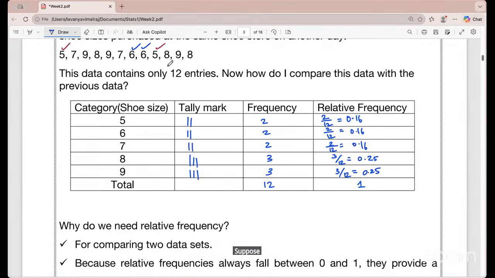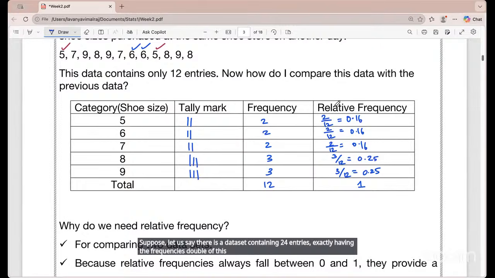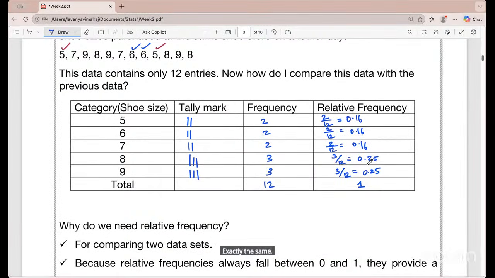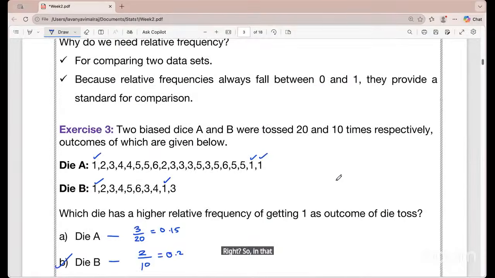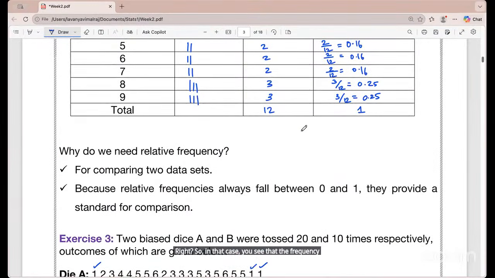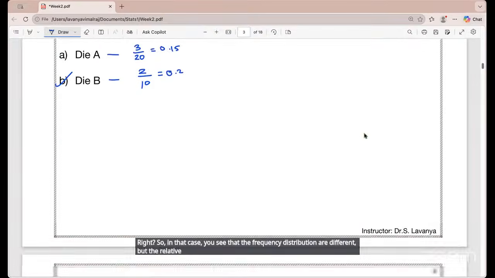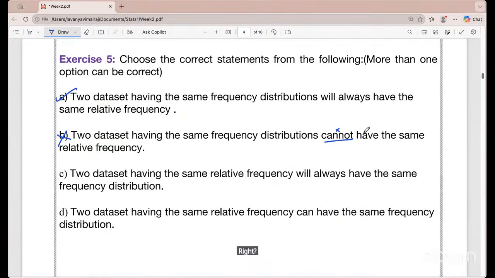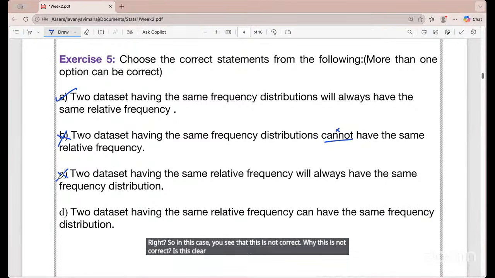Suppose there is a data set containing 24 entries, with exactly double the frequencies of this one. Then what is going to be the relative frequency? Exactly the same, right? So you see that the frequency distributions are different, but the relative frequencies are the same. So in this case, this option is not correct. Why is this not correct? Is this clear for everyone?